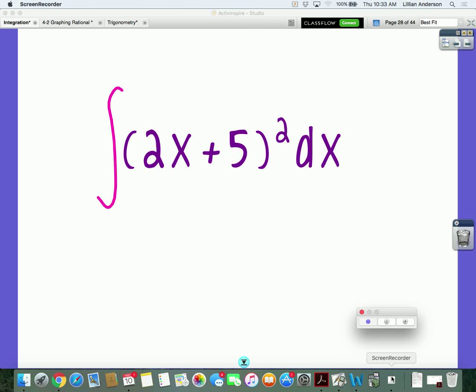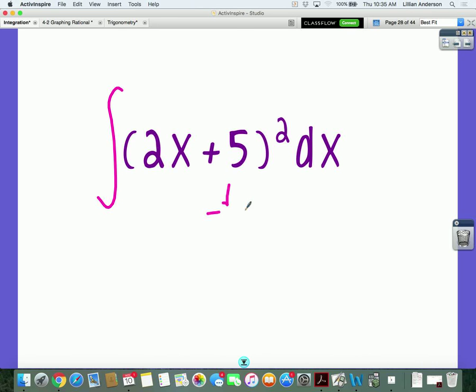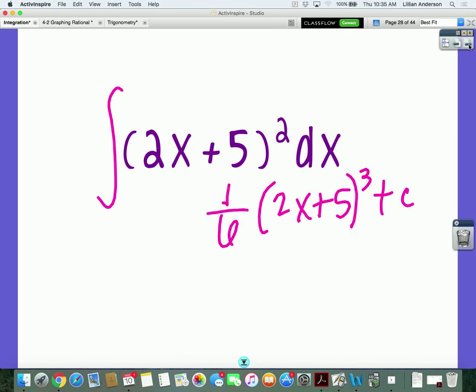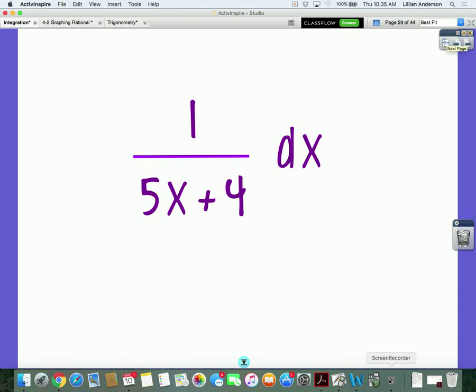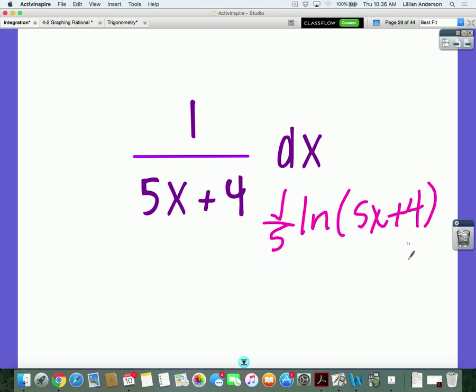The antiderivative of this one. Yes, it would have been 1/6 (2x plus 5) to the 3rd power plus c. Good stuff. Clear your boards. Here's the next one. Yes, it would have been 1/5 ln of 5x plus 4 plus c.